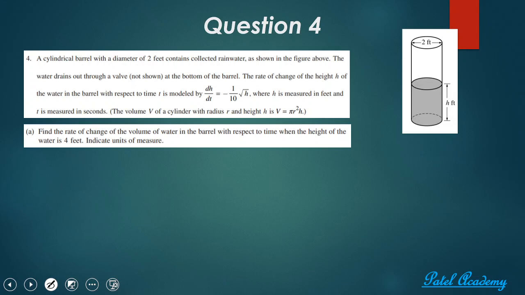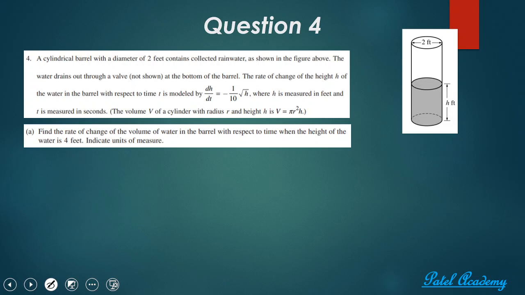So question 4 says a cylindrical barrel with diameter of 2 feet collects rainwater. We have a rate of change of height given to us, and we're told that the volume is pi r squared h, which is a formula that you may already know, but they give it just in case. The question says find the rate of change of the volume of water in the barrel with respect to time when the height is 4 feet. Now in this case, I see that I have 2 variables that I would have to differentiate with respect to time, r and h. So if I were to implicitly differentiate as of right now, then I would need to use the product rule, and I would get a decently long expression that I would need to substitute everything into in order to ensure I get my final answer.